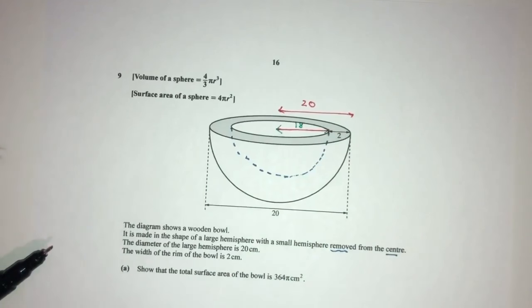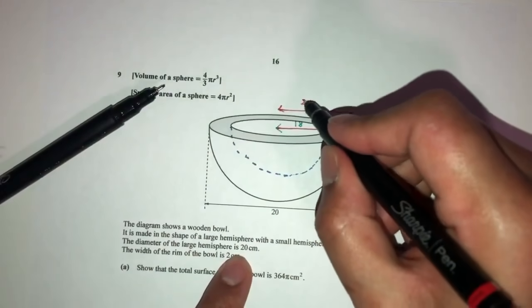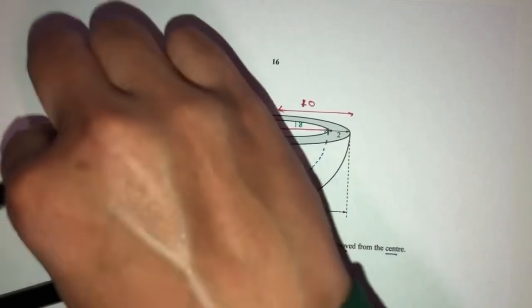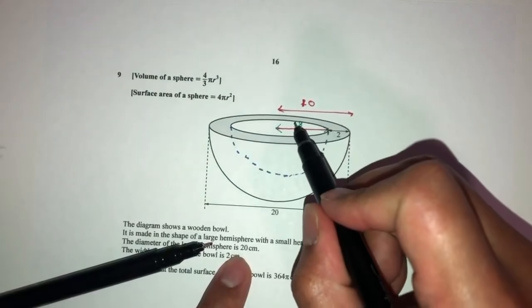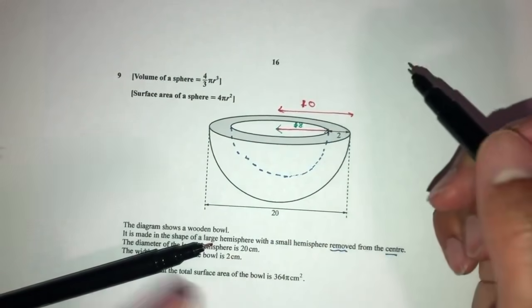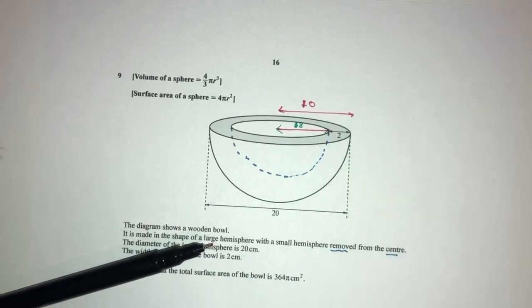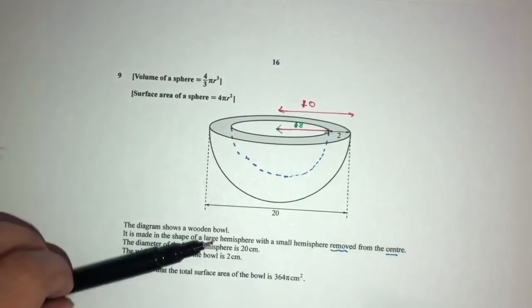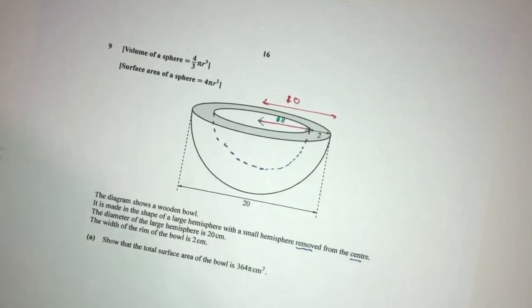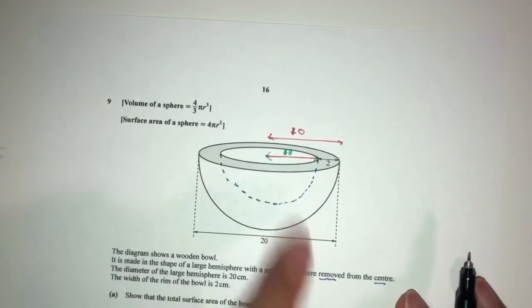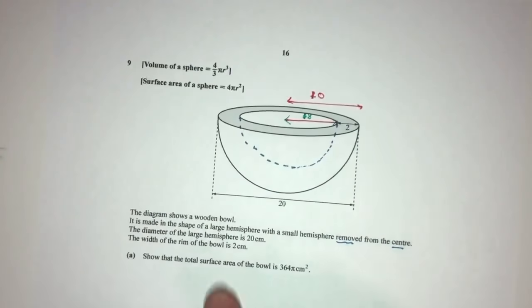Okay, so for the small one, the radius will be, is it the diameter or the radius? My apologies. So the radius will be what? The radius is half the diameter. That should be just 10. Okay, 10 minus 2, it is basically 8. So diameter is 20, radius will be 10, half of diameter obviously, and from this we can conclude that the small radius will be 8. Now the width is 2.